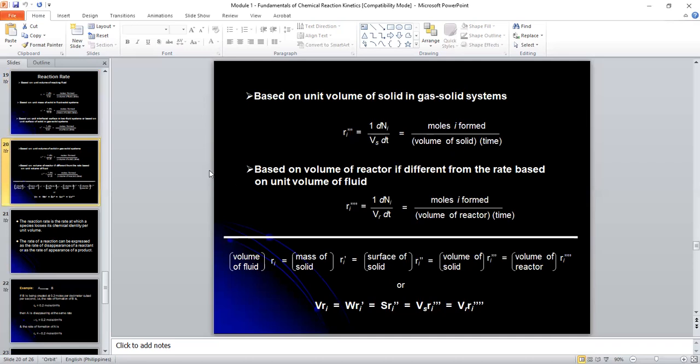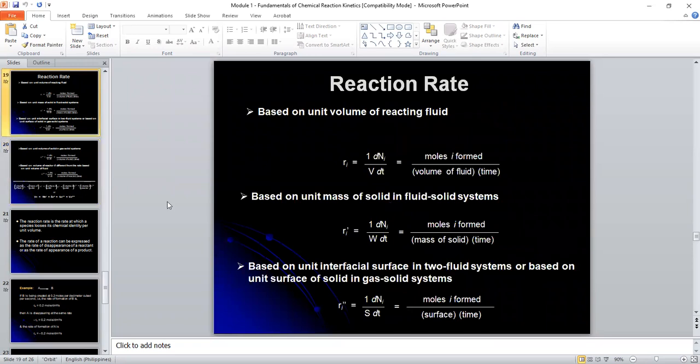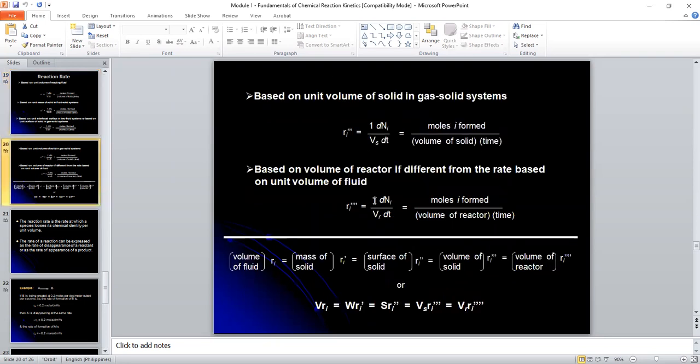Okay? Now, the last could be based on the volume of the reactor, which is different from the rate based on the unit volume of fluid. For example, class, you're given a system wherein the volume of the fluid or the liquid inside your reactor is different from the volume of the reactor itself. And the problem is asking you for the rate equation based on the volume of the reactor, not the volume of the system inside the reactor. If that is the case, then this is your appropriate rate expression.